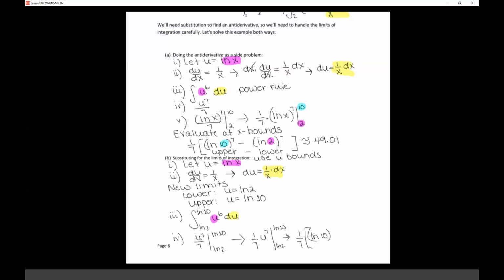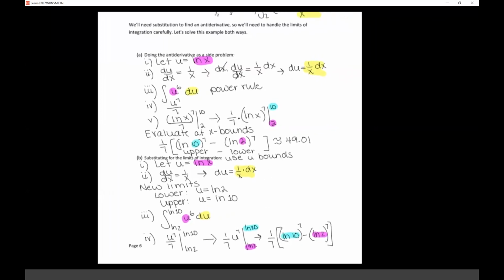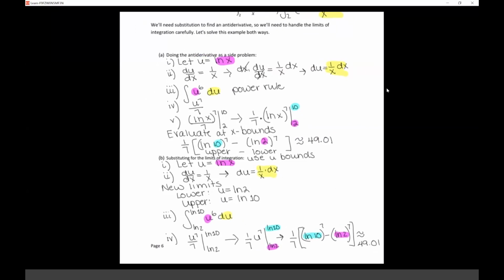ln10, there's the upper bound, to the 7th, minus ln2 to the 7th, that's the lower bound. You can see right here that this is the same exact expression. It's just that my bounds are now the whole thing. So ln10 is here, ln2 is there, but this is the same exact expression as I got up here. So I don't even have to evaluate it. I know it's going to be 49.01. So this is fewer steps as long as you correctly evaluate your new bounds.